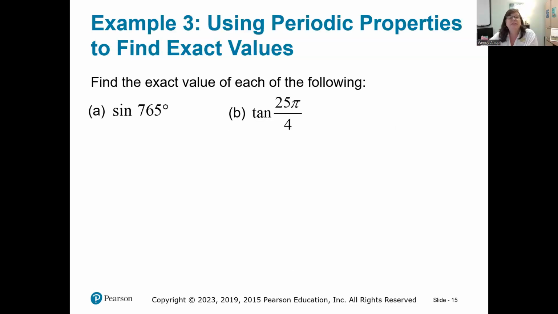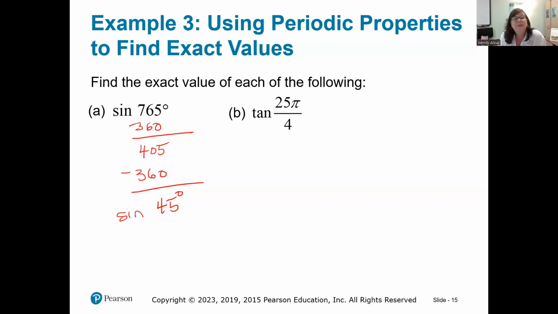So let's go to this one right here, sine of 365 degrees. If we wanted to find the exact value, we can just subtract off 2 pi, or in degree mode, 360 degrees. Let's subtract off 360. That would give me 405. I can subtract off another 360, and that would give me 45. So this is the exact same thing as the sine of 45 degrees. We just found that in reviewing at the beginning, that was root 2 over 2.